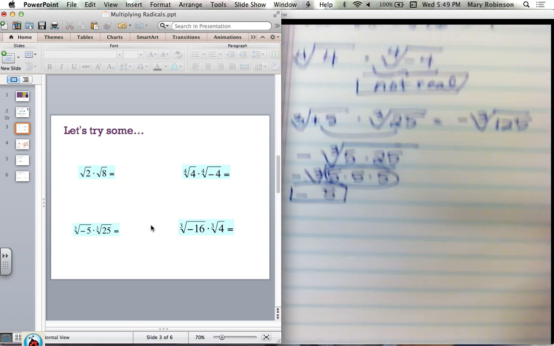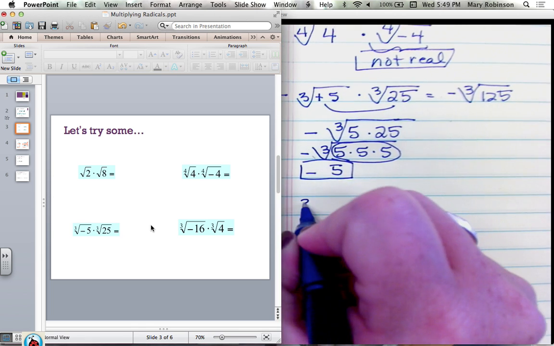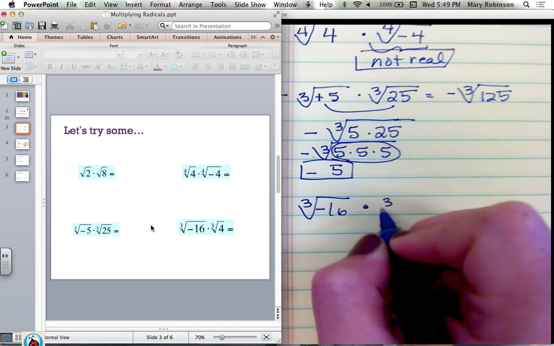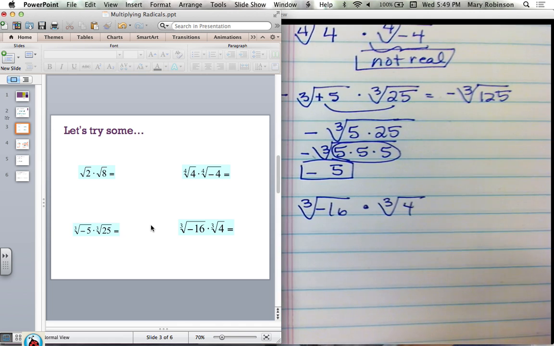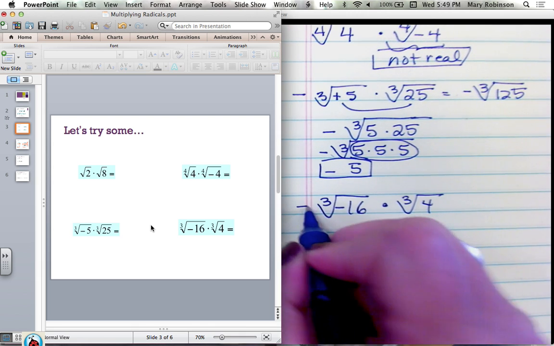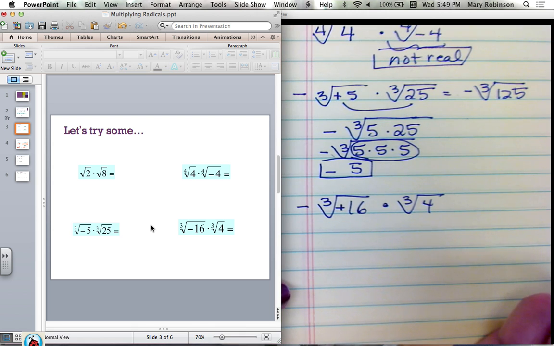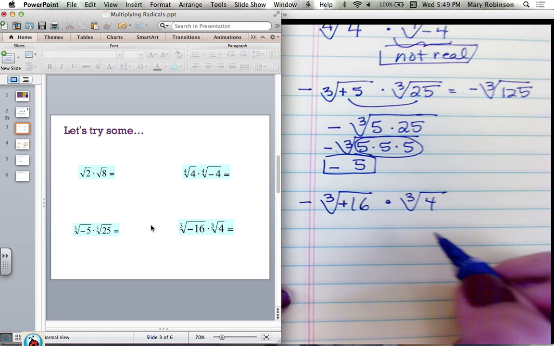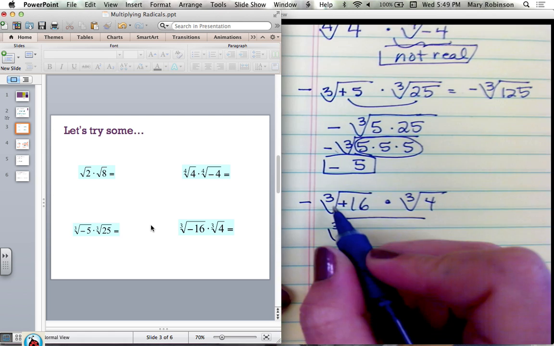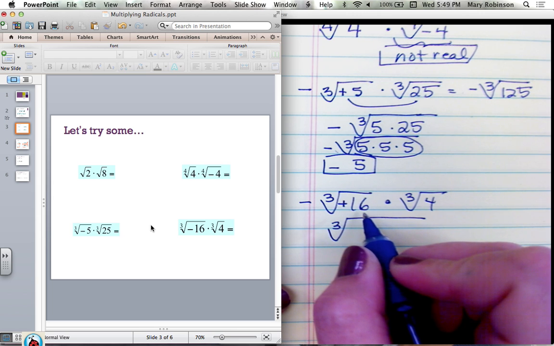And lastly here from the PowerPoint, we have the cube root of negative 16 times the cube root of 4. Recognize that we can take an odd root again of a negative, so I'm going to put that negative out front so you don't have to worry about any negative factors. And then when I multiply these, I'm going to go ahead and start breaking my factors down.